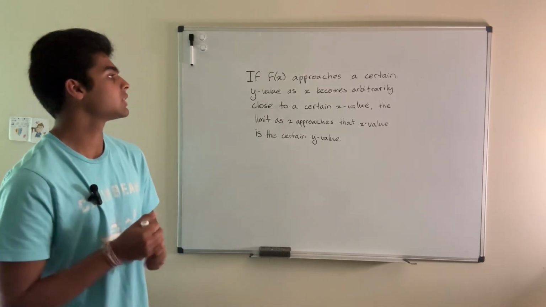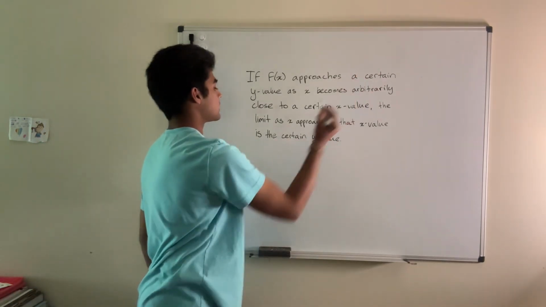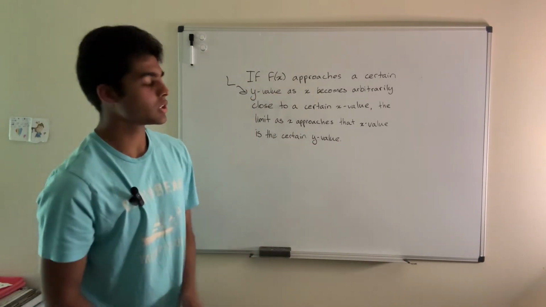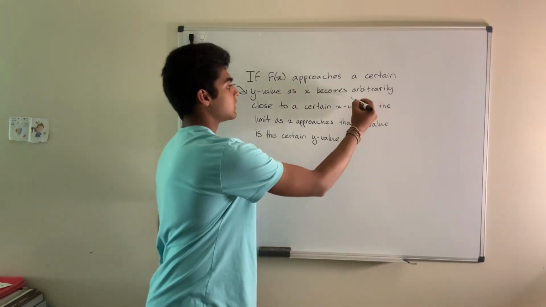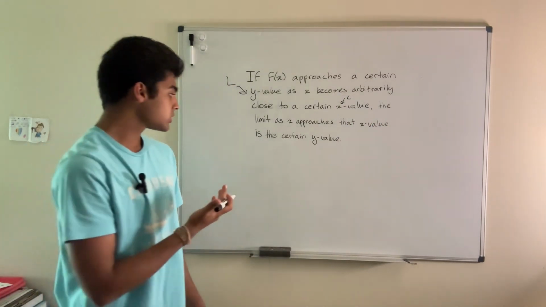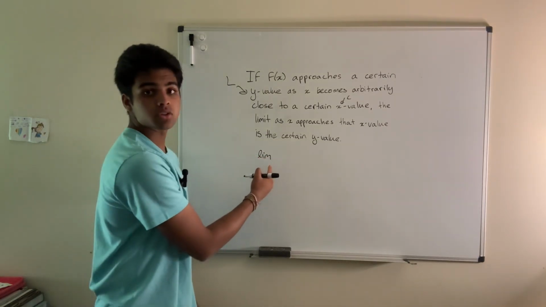So let's say that this certain y value, we'll call this L. So this is L. And we'll say that the certain x value is C. Okay? So we'll call it C. So the way to write this is the limit, LIM is short, I'll make that bigger.